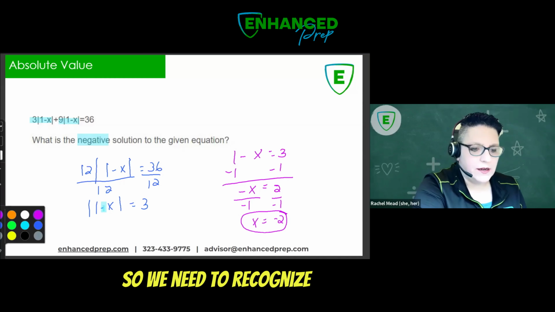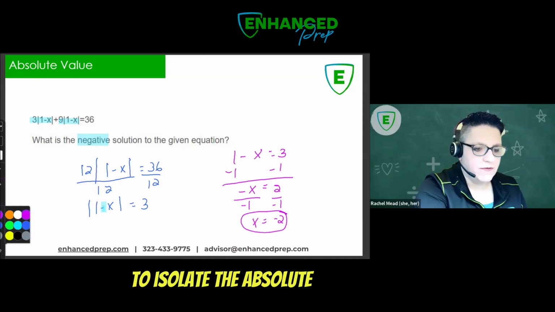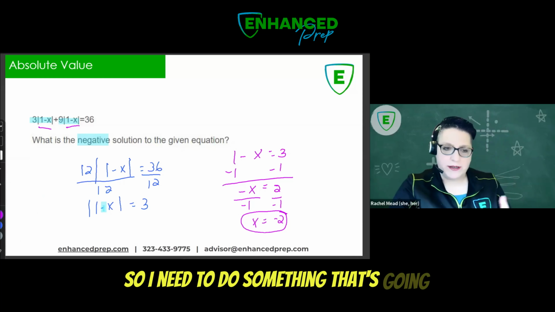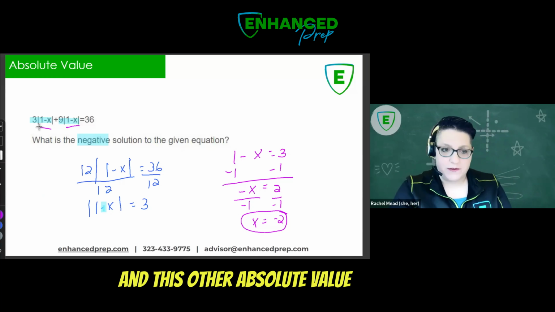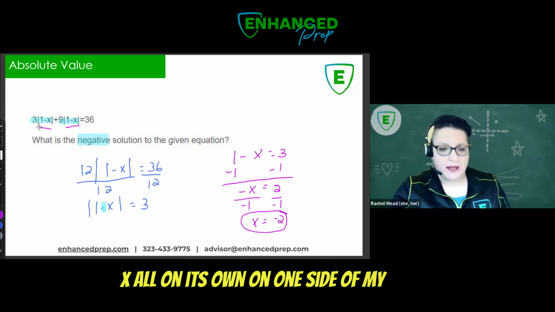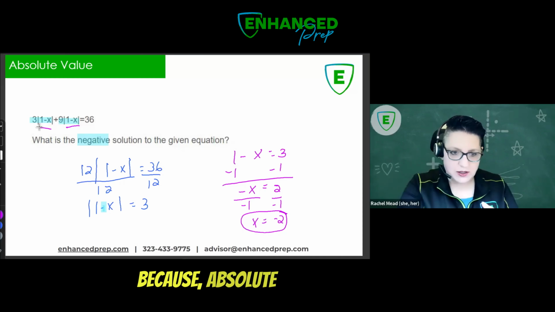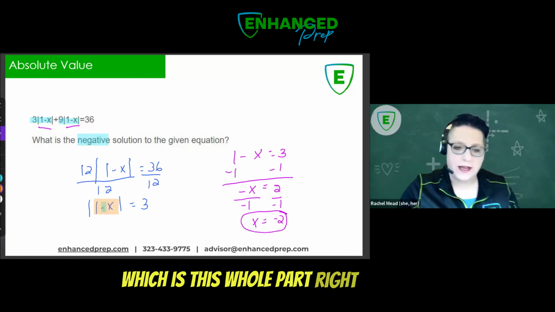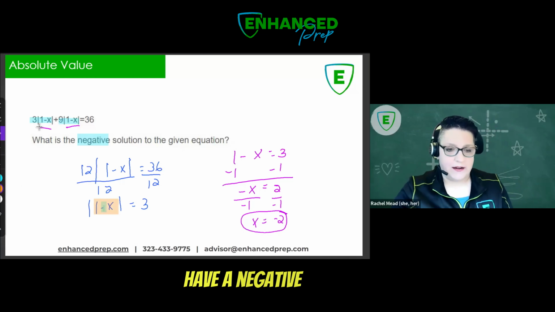So we need to recognize that our job is to isolate the absolute value entirely by itself. So I need to do something that's going to get this absolute value of 1 minus x and this other absolute value of 1 minus x all on its own on one side of my equal sign. And the reason why we have to do that is because, again, absolute value, whatever's inside of it, which is this whole part right here, can either have a positive version or it can have a negative version.